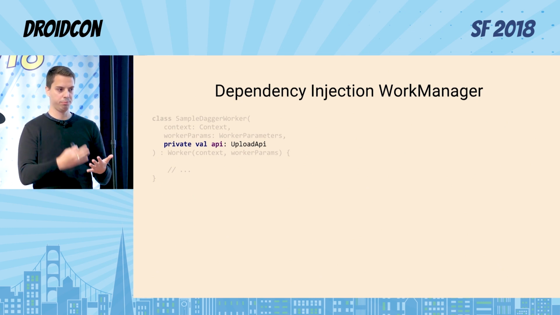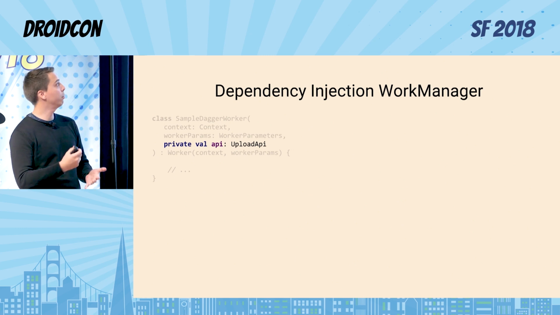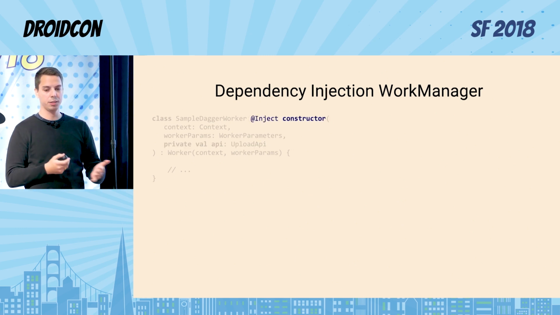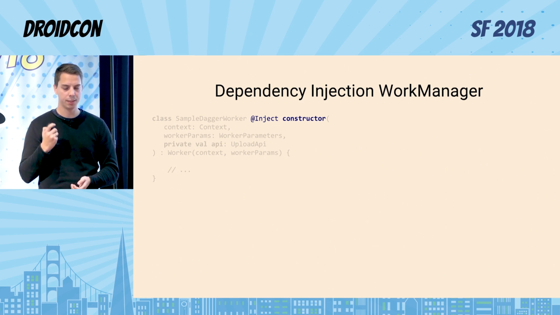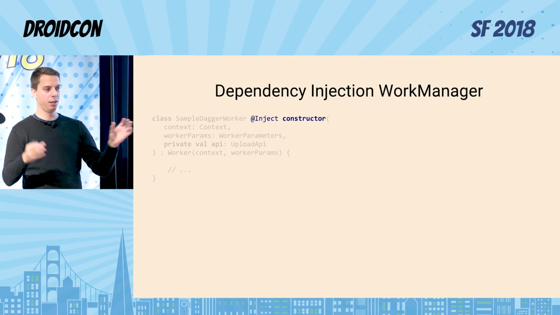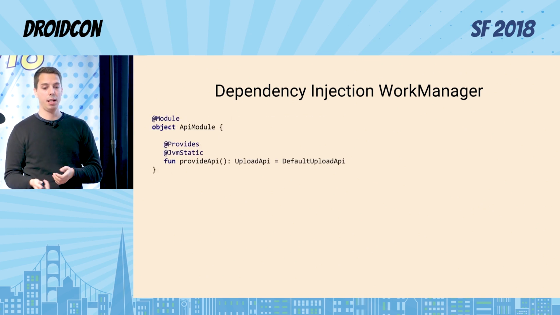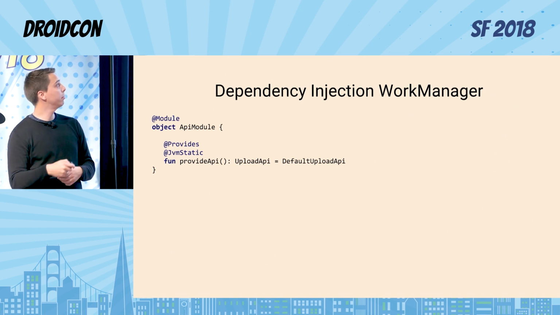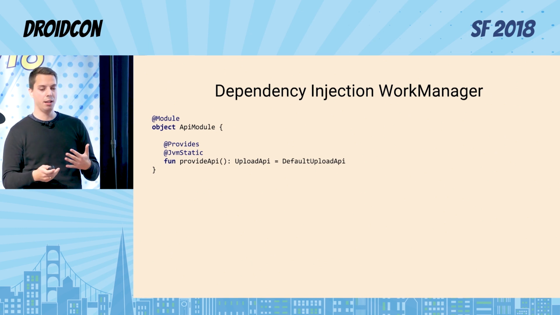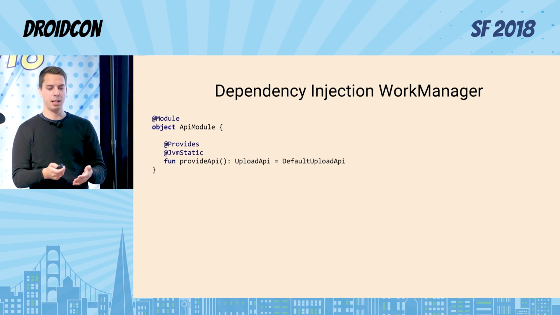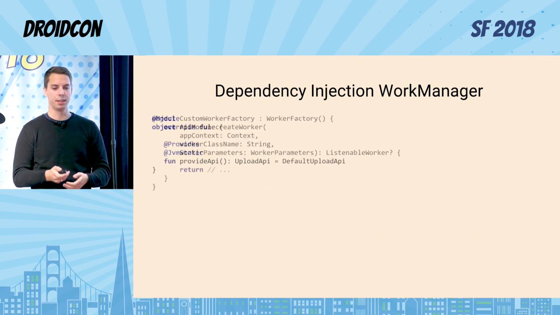So Dagger knows how to provide this, so we want to inject this. Then Dagger has this awesome feature. You just annotate the constructor, and then it knows how to create the worker for you. So how do we get from here and the worker factory to our side that we can actually use Dagger? And imagine this is just this API, this module that we somewhere have in our object graph, and it provides the API. So Dagger knows how to provide this.